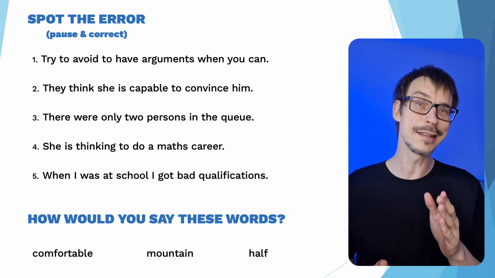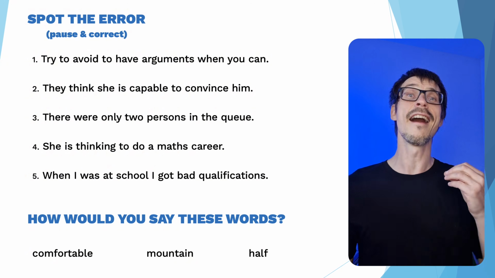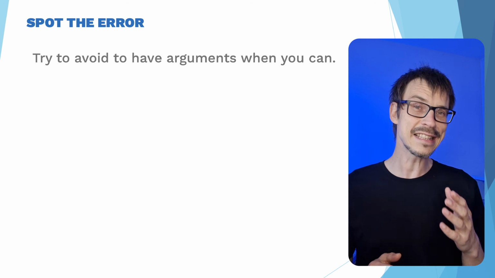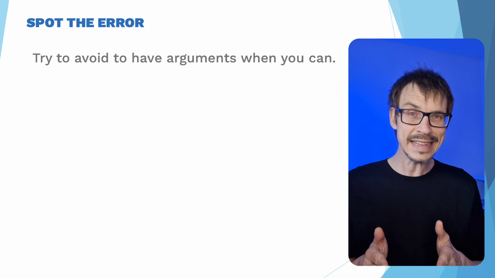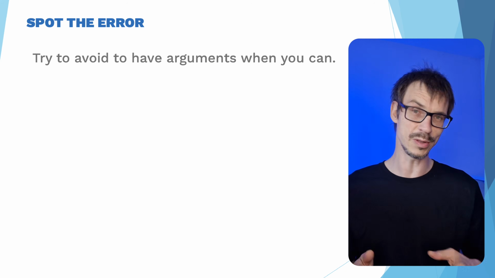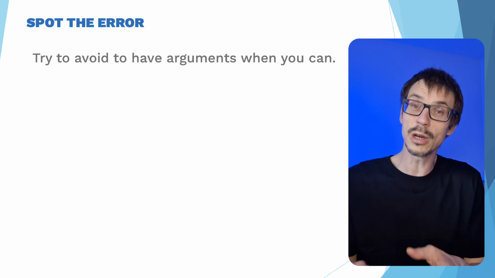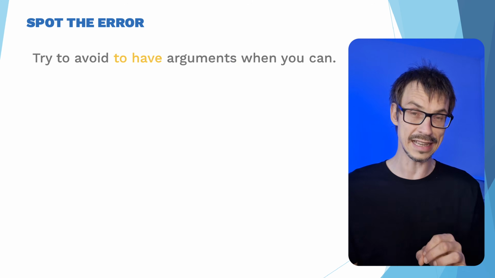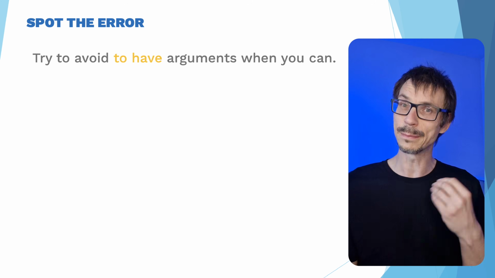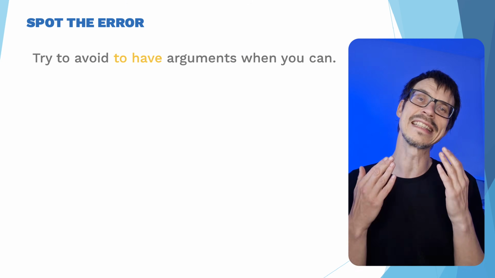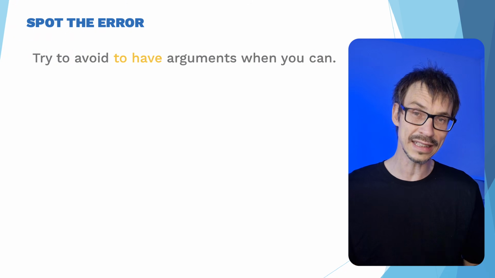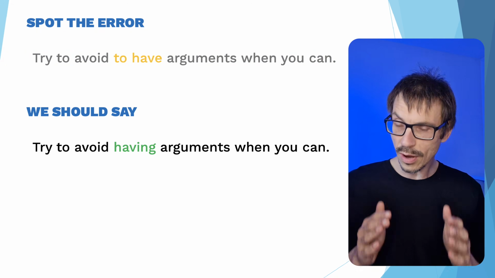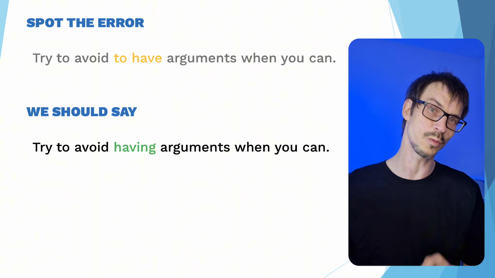So, 3, 2, 1. Our first sentence contains a very, very typical error, and it's to do with verb forms. In English, very often, there are no rules when it comes to verb forms that follow other verbs. And in this case, we have the infinitive in this sentence after the verb avoid. But guess what? In English, avoid is never followed by an infinitive. We need to use the gerund. So we should actually say, try to avoid having arguments when you can.